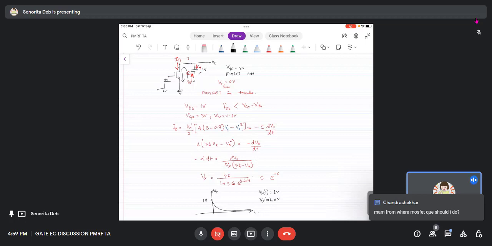MOSFET questions, Chandrasekhar. First, you finish the previous year GATE questions, okay? And the last IIT Madras paper, you just see. I think IIT Madras framed it in 2019. So in the 2019 Madras paper, you will see 2-3 very good questions on MOSFETs. You try to go through that. And once you have finished the GATE questions, then from Razavi's book, you can solve some back exercise problems. Not everything. Some problems you can solve.